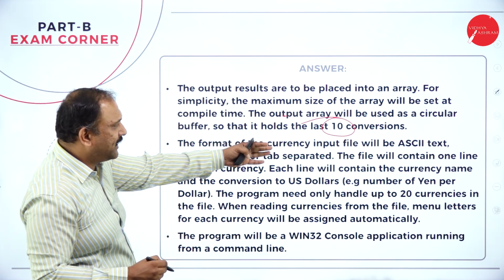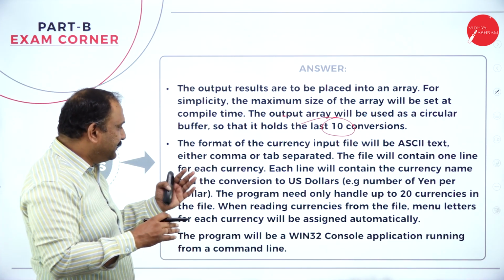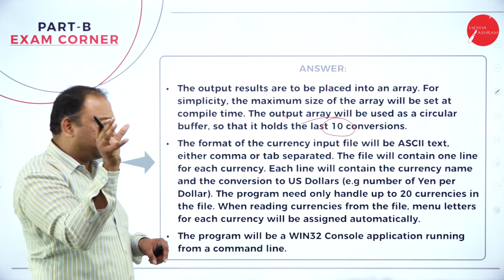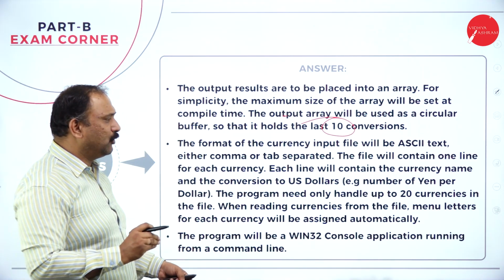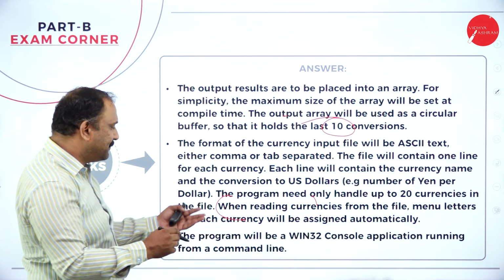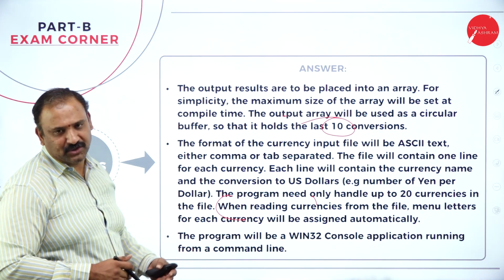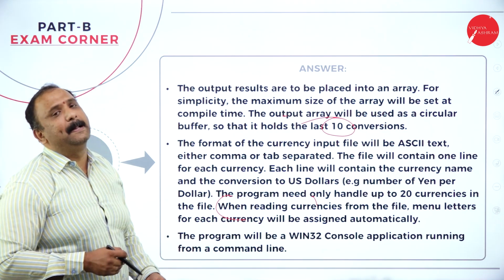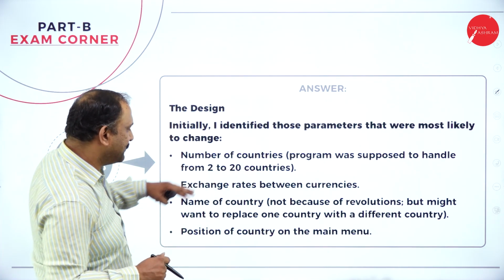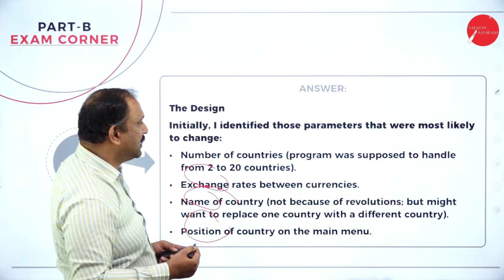Then the currency file will be in ASCII format. The file will contain one line for each currency. Each line will contain the currency name and its value relative to the dollar. The program needs to handle only up to 20 currencies in the file. When reading the currencies from the file, the menu number of each currency is assigned automatically. The program will be a Win32 console application, which will be run from the command line. Now, the design: you have to design the number of countries, the exchange rate, the name of the country, and the position of the country. This is how the program would be designed.